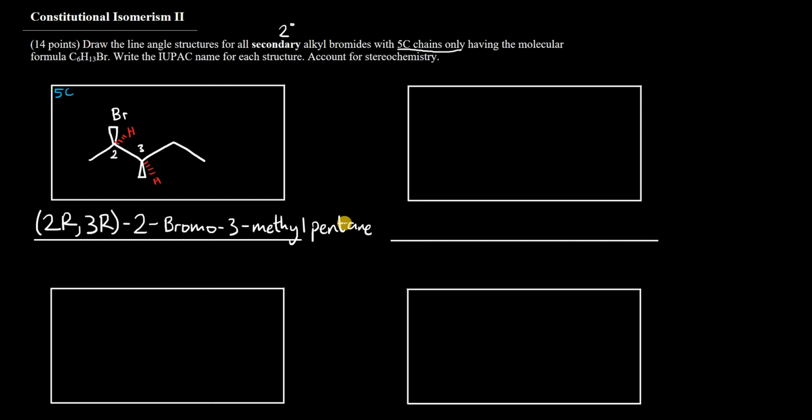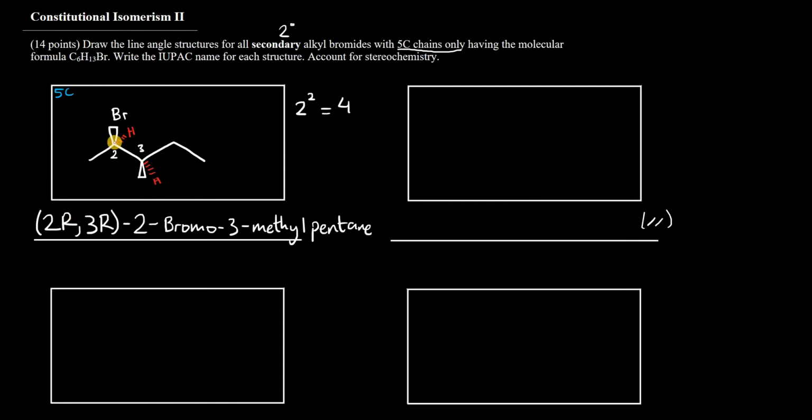Believe it or not, we've done most of the work. If we have 2 chiral centers at 2 and 3, that means we have 4 unique stereoisomers based on the 2 chiral centers, according to this little trick here. If we had 3 chiral centers, 2 to the third would be 8 stereoisomers for 3 chiral centers. We have 4 unique stereoisomers for these 2 chiral centers. So the name will stay the same, but we can play around with the chiral centers.